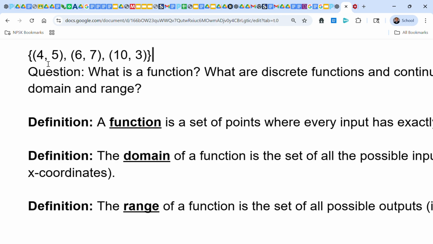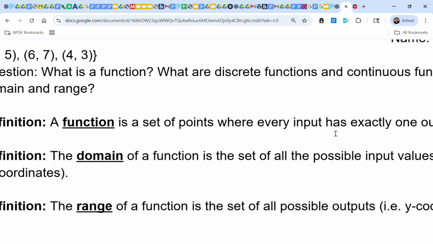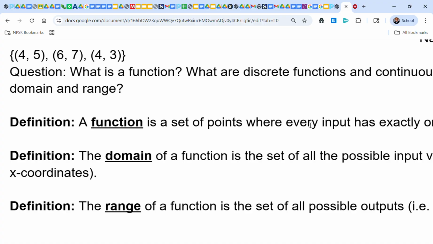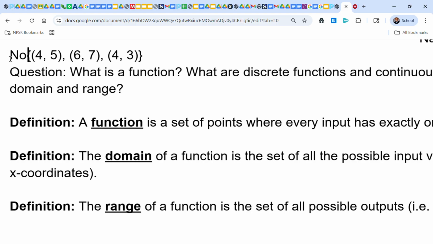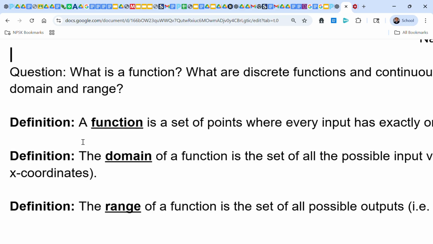This would not be a function. So let's say I switch this up. Let's say I just had this happen. We see every input has exactly one output. That's the definition of a function. So 4, my input, is 5, but 4 is also 3. So this is not a function. Okay. It's not a function.